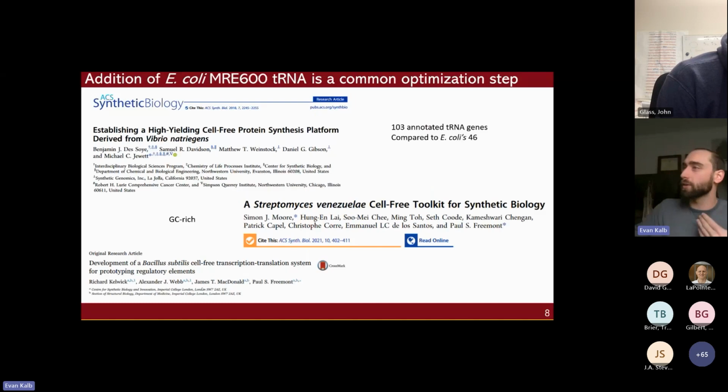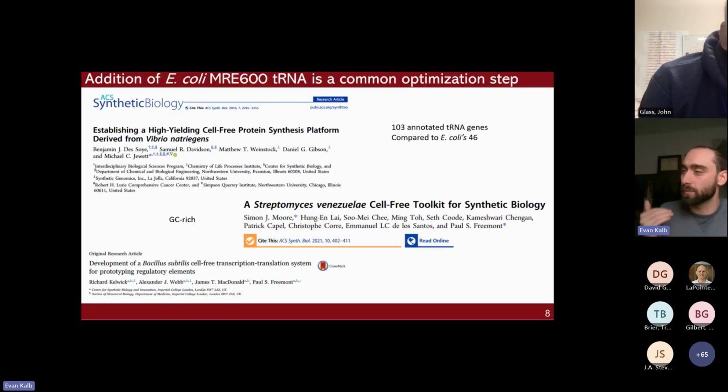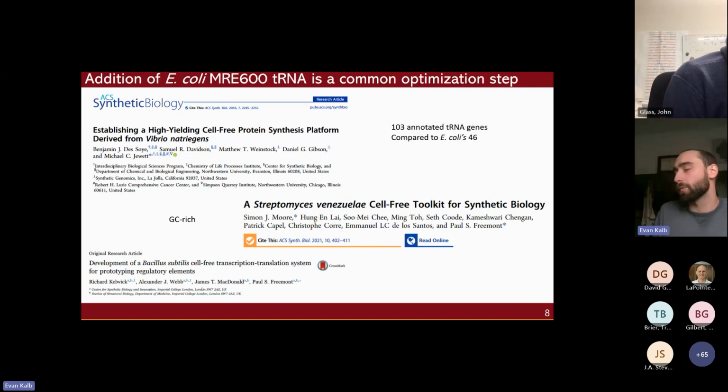But something that I'm really interested in is this whole concept of doping in E. coli MRE600 tRNA as a common optimization step, which seems kind of inappropriate for some of the new cell-free translation systems that are coming out based on non-model organisms. So for example, Vibrio natriegens, or Vmax, is garnering a lot of attention because of its incredibly fast doubling time of less than 10 minutes. Its genome has 103 annotated tRNA genes relative to E. coli's 46. To me, that seems like an obvious application of this technique to see if we can bolster those translation yields.